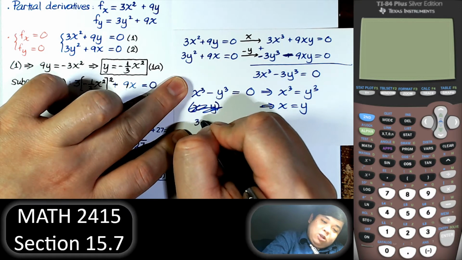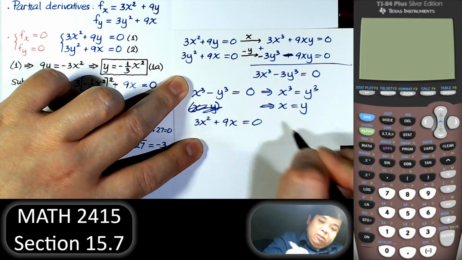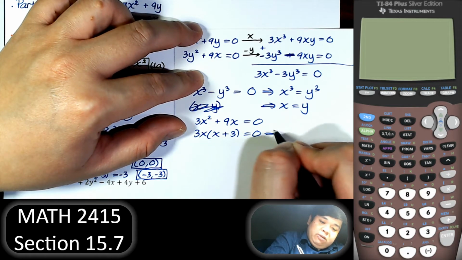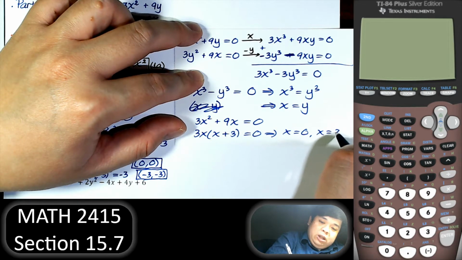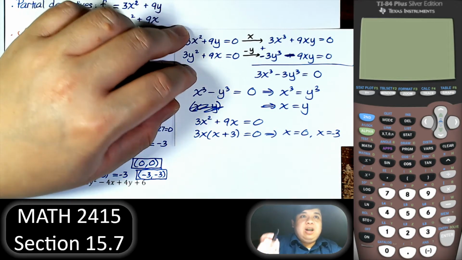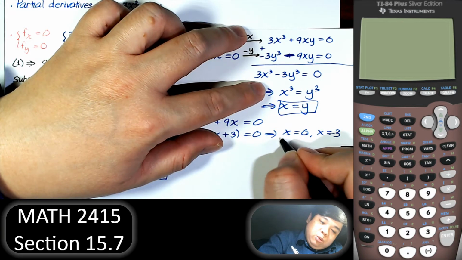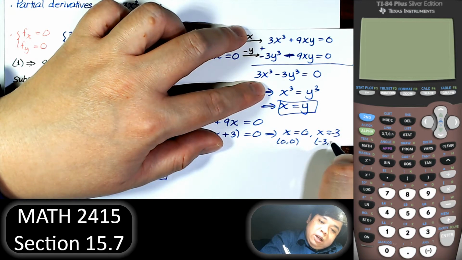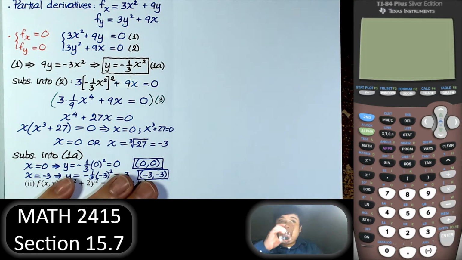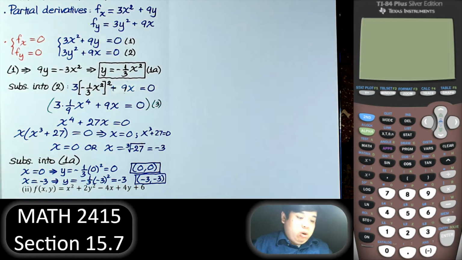Either way, we have 3x squared plus 9y, but we let x equal to y. From here we factor out 3x, we have x plus 3 equal to 0. That gives us x equal to 0 and x equal to negative 3. Since x equal to y, we have (0, 0) and (negative 3, negative 3) as solutions. Either way, substitution or elimination, we have the same points.